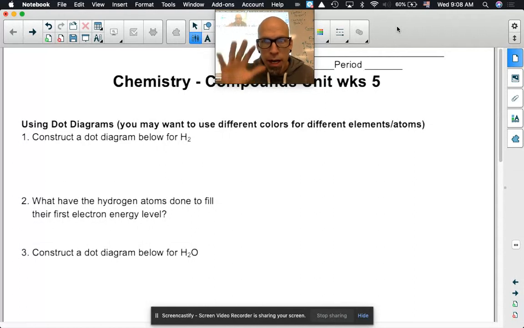Hopefully, with the ionic thing and worksheet 4, you found out what you did wrong and were able to fix that and understand what's going on with the naming and the formulas. Remember the oxidation numbers. Getting the pluses and minuses to balance out, that is all ionic bonding. Now we're dealing with covalent.